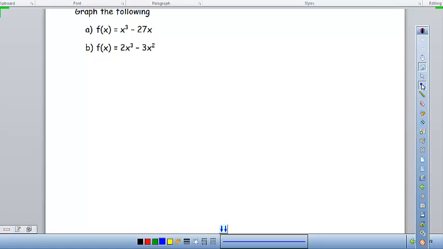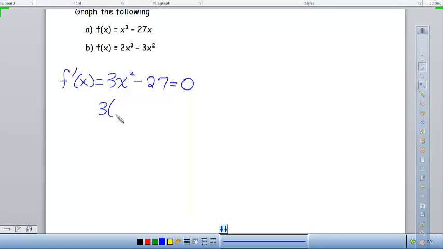Okay, so we'll go ahead and take a look at the critical values. So f prime of x is equal to what? Okay, 3x squared minus 27. I'm going to set this equal to 0. I can factor out a 3. So this factors is what? That's right. Okay, x minus 3 times x plus 3 times 3.